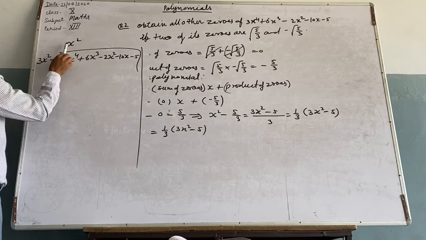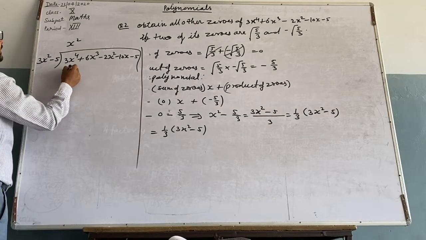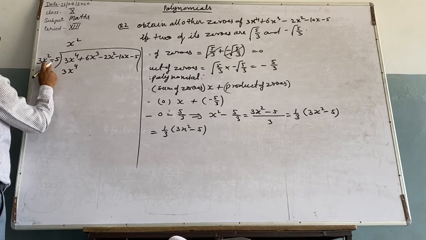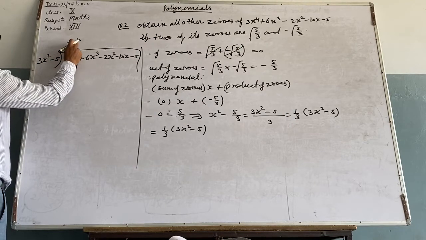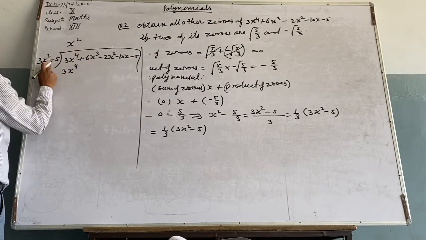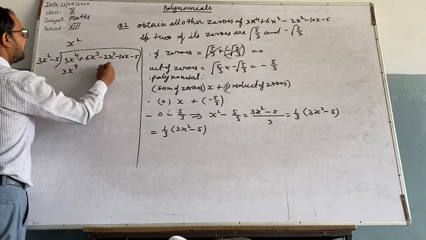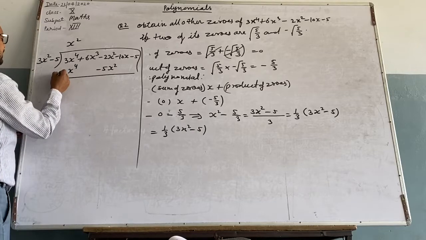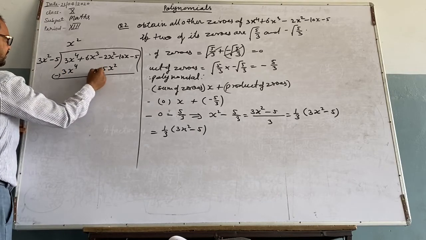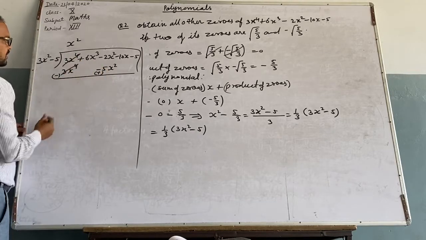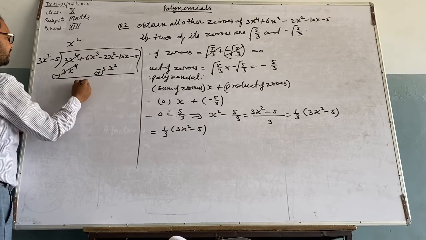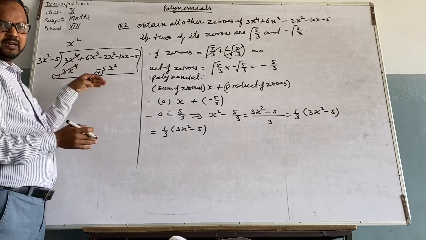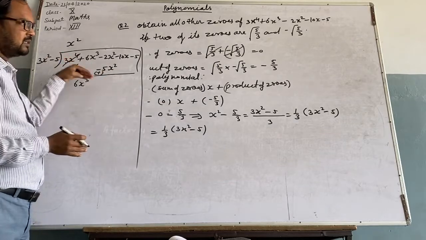Multiplying this, it will be 3x power 4, and this into this, x square and minus 5 will be minus 5x square. Now change the sign. This is cancelled out. Carry this. As we know, we always carry in the descending order of power or the descending degree of terms.